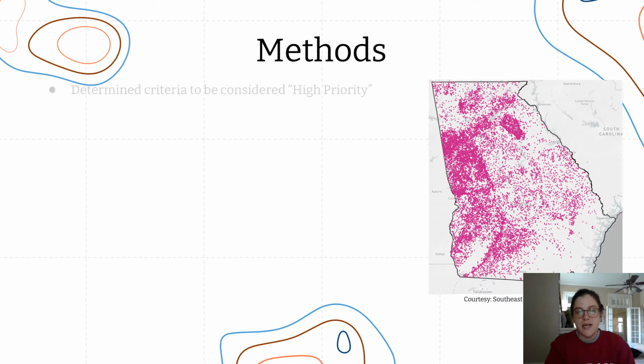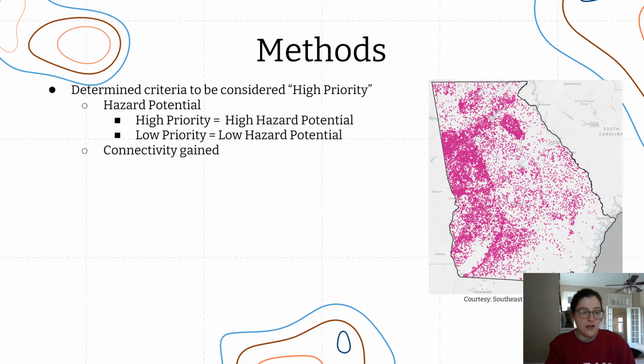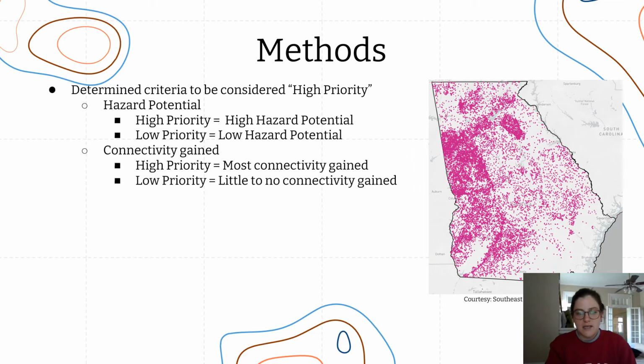Okay, so first I had to determine the criteria that I was going to use to be considered a high priority dam for removal. And the first criteria I chose to use is the hazard potential. So if it is a high hazard dam, it'll be high priority. If it's a low hazard dam, it would be considered low priority. I also decided to look at the connectivity gained since we have such low connectivity in Georgia. So high priority would be most connectivity gained and low priority little to no connectivity.